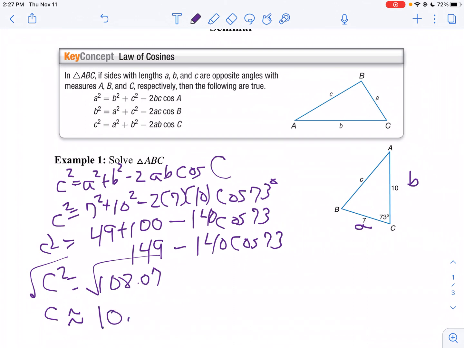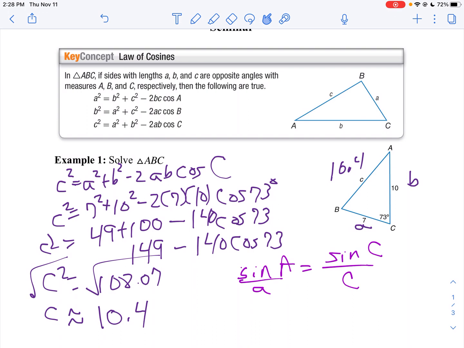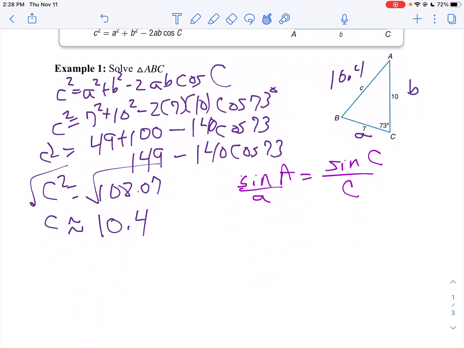Now that you know side C, we can use the law of sines to find angle A and then angle B. So let's find angle A then. I'm going to use the law of sines. I don't have to use the law of cosines now because now I know the side, the angle and the side opposite, so it becomes much simpler. So I'm going to say, the sine of angle A over A equals, since I know C, the sine of angle C over C. And notice I chose my unknown and put it in the numerator.